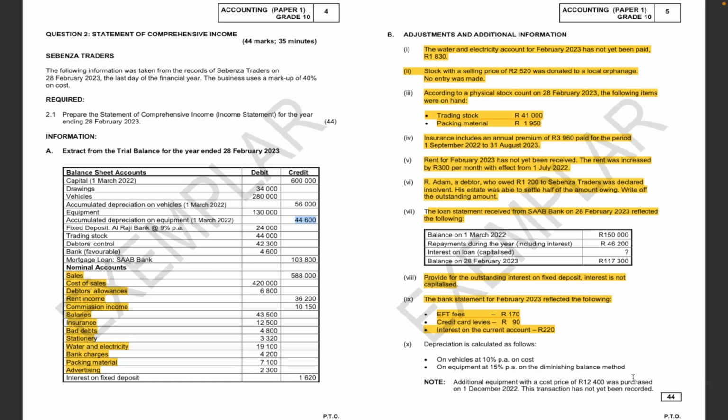So we bought an extra equipment on the 1st of December 2022. So I have to calculate the number of months that I've had this equipment so that I know how much to depreciate it by. So we know equipment is on diminishing balance method, but if I bought it during the year, there's no accumulated depreciation at the beginning of the financial year for this specific equipment.